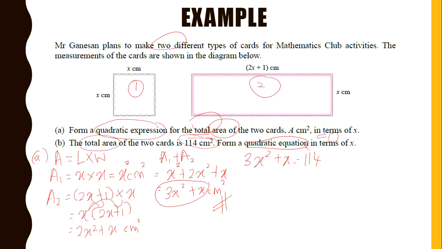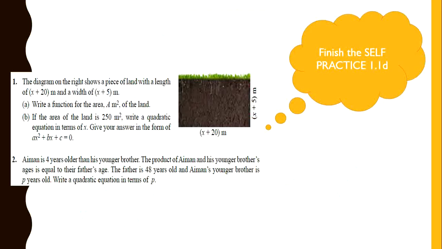We must pindahkan. Move 114 ni to the other side. Kita move 114 ni to the left side. Left hand side. So 3x square plus x. Okay, 114 is positive. Bila kita pindah ke kiri will be negative 114 equals to 0. Okay, so this is the quadratic equation. So, finish solve practice 1.1.